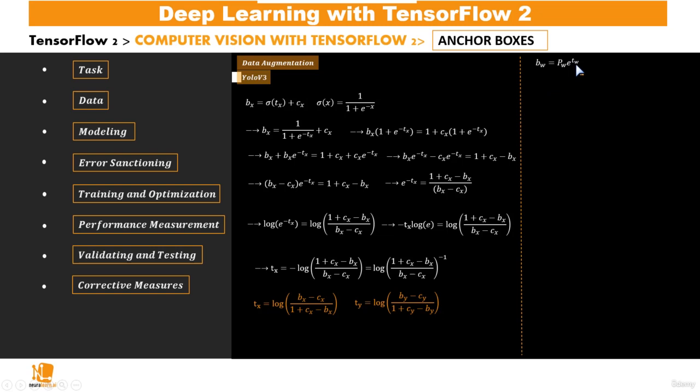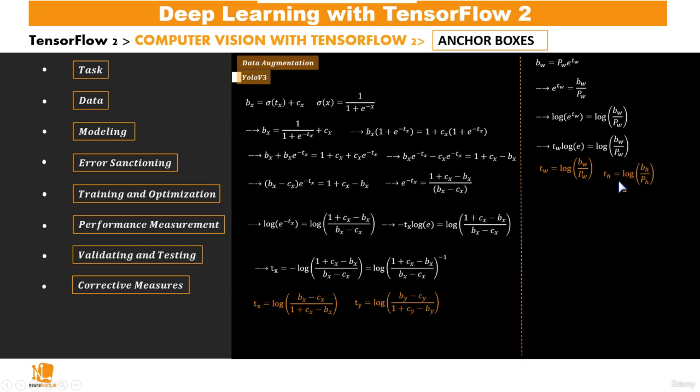For bw and tw, we're using this pw, which stands for the width of the anchor box or the prior. To get e to the tw, we have e to the tw equals bw divided by pw. This gives us this. And then finally, we have tw log e, which is 1. Finally, we have tw, which is a log of bw divided by pw.